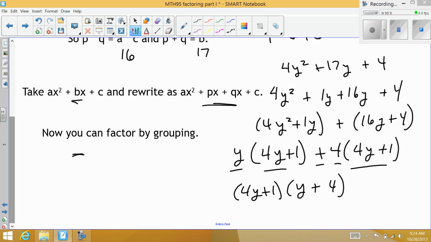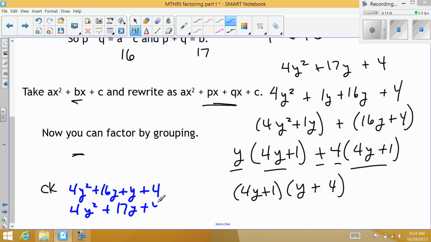And again, we can check. 4y times y is 4y squared. 4y times 4 is 16y. 1 times y is y. And 1 times 4 is 4. So this is equivalent to the original problem. And there's my factored form.